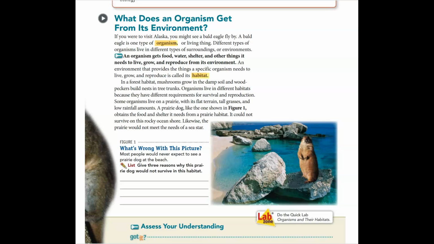Figure 1. What's wrong with this picture? Most people would never expect to see a prairie dog at the beach. Give 3 reasons why this prairie dog would not survive in this habitat. Answer the question on the worksheet provided.